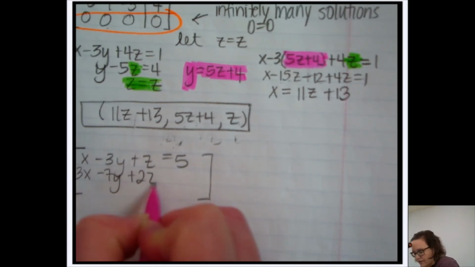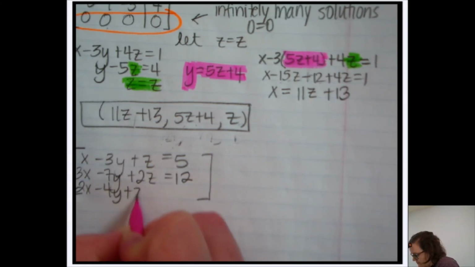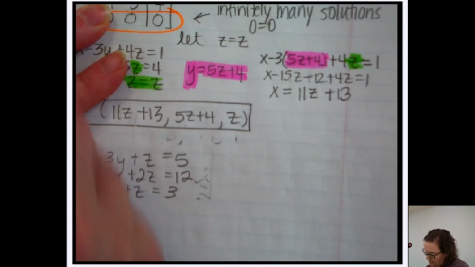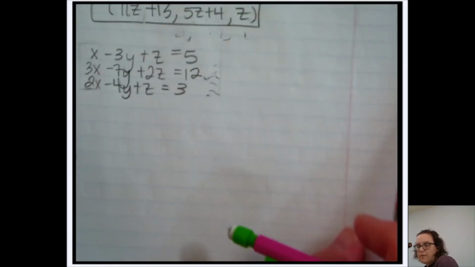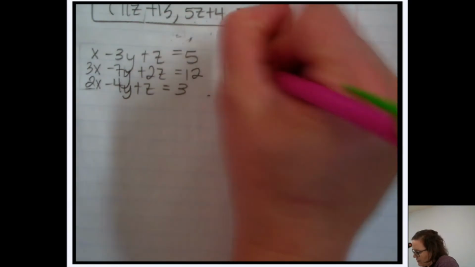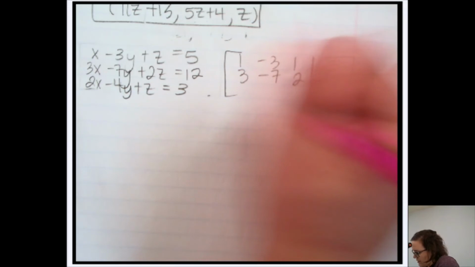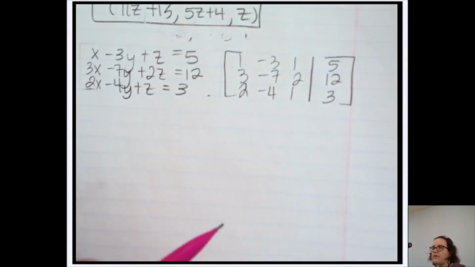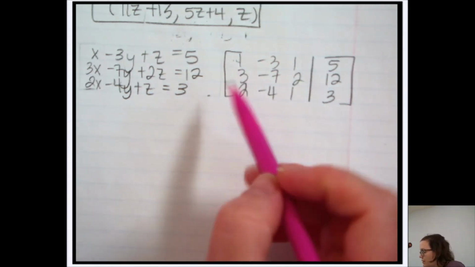Okay. And those should not have been there to start with. I apologize. Okay, so we take these equations and we write them in a matrix. So 1, negative 3, 1, 5, 3, negative 7, 2, 12, and 2, negative 4, 1, 3. Okay. Now, are we happy with our top equation? And the answer is yes, because we have a 1 here.